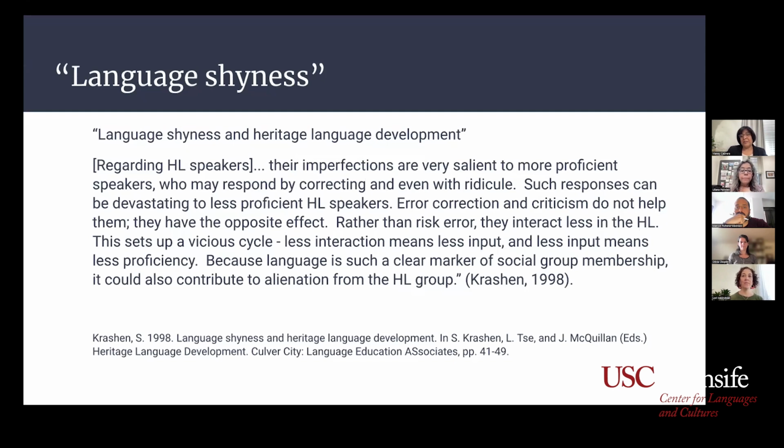Error correction and criticism do not help them. They have the opposite effect. Rather than risk error, they interact less in the heritage language. This sets up a vicious cycle. Less interaction means less input, and less input means less proficiency. And he adds, because language is such a clear marker of social group membership, it could also contribute to alienation from the heritage language group, which is counter to the vision that I mentioned in one of the slides earlier about the goals of heritage language instruction.